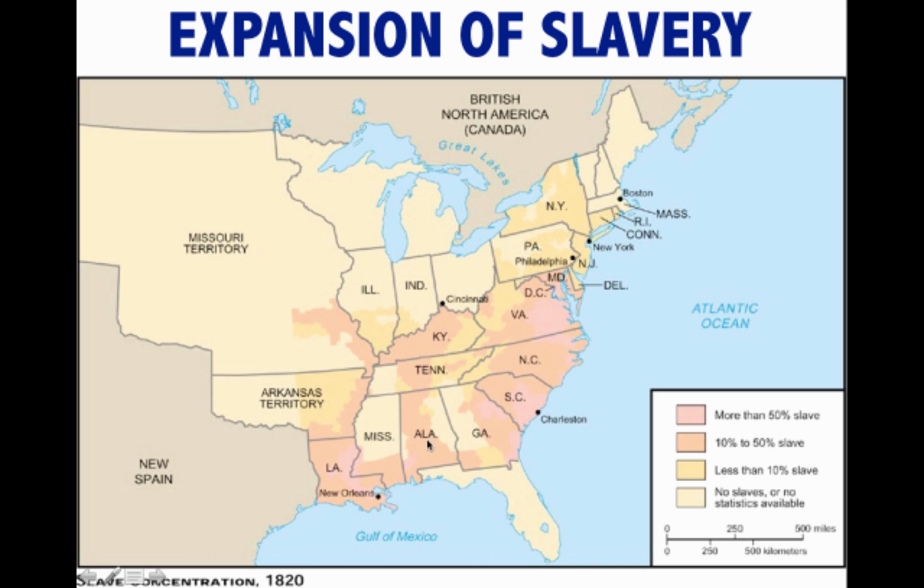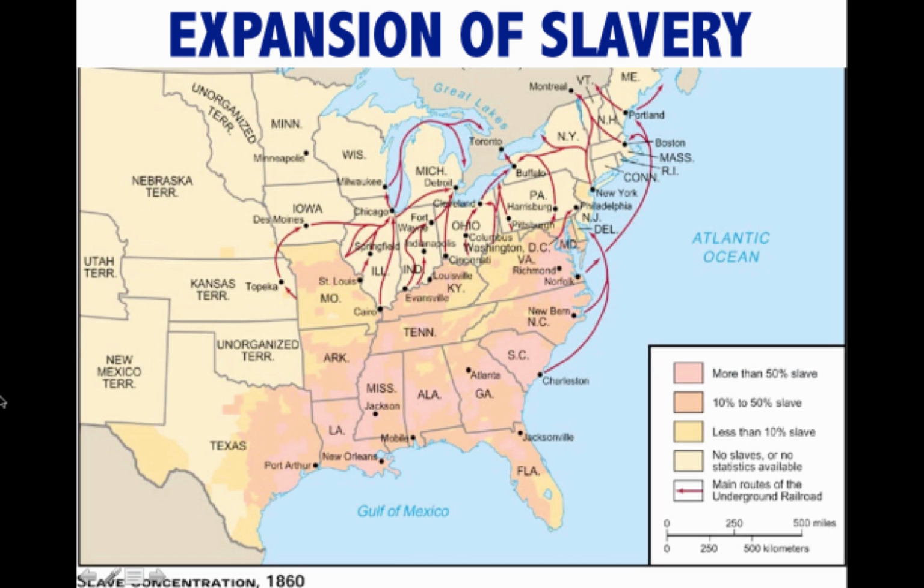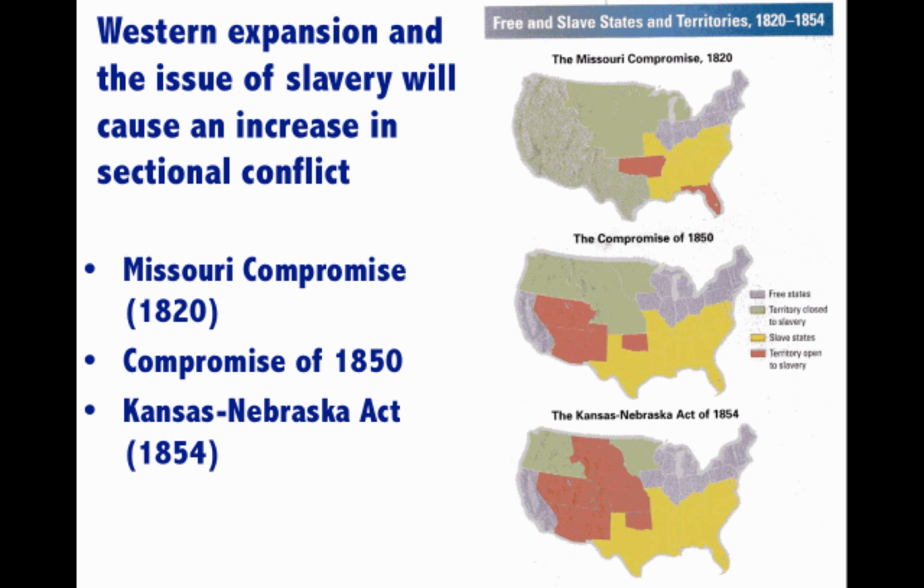So here you have the slave concentration in 1820, and as you can see by 1860, there's this very, very huge percent of the population being more than 50% slave in states like South Carolina and Mississippi. Keep in mind, as the movement west takes place, this brings up issues, as we saw with the Missouri Compromise, over whether or not this new territory will be slave or free.